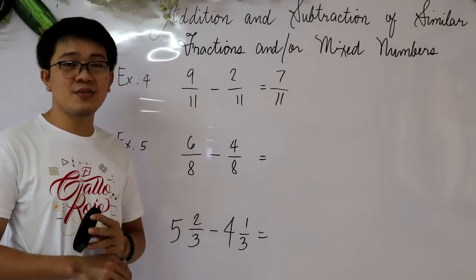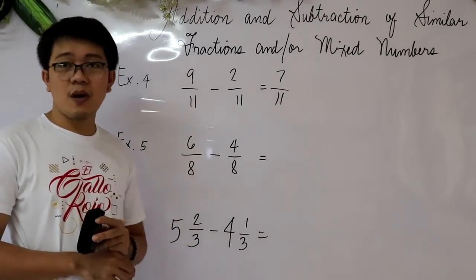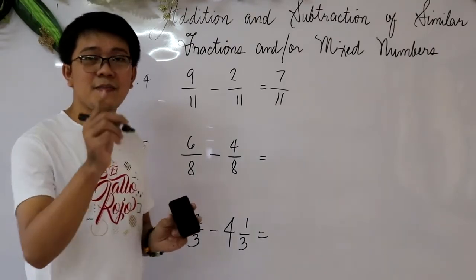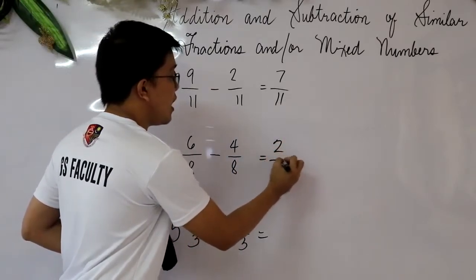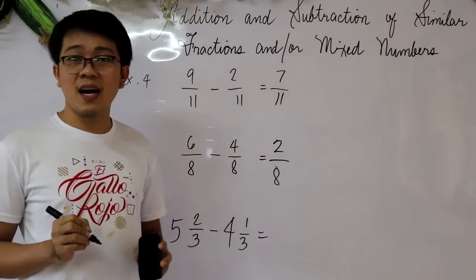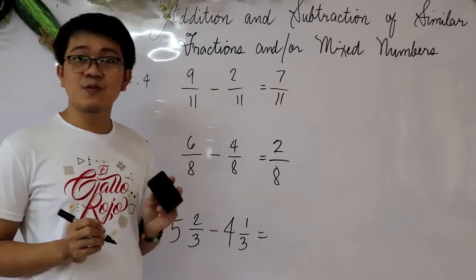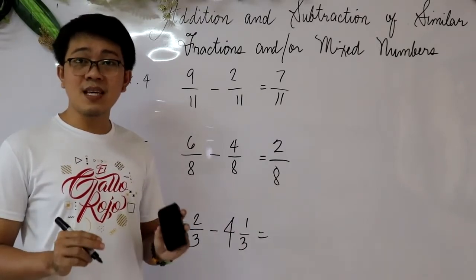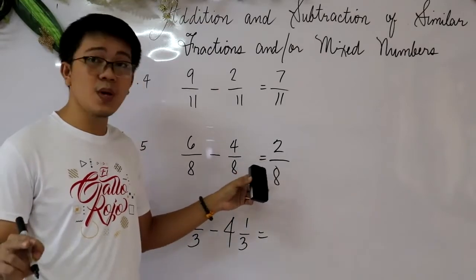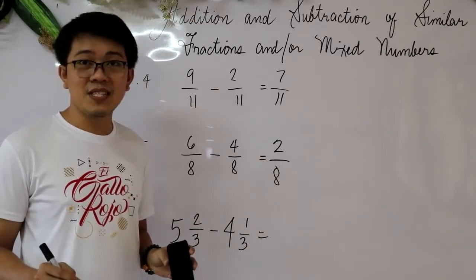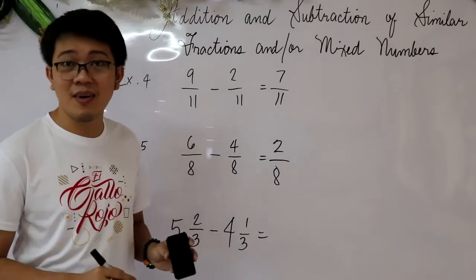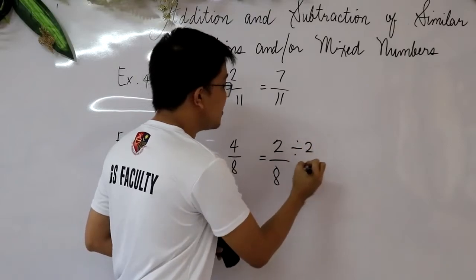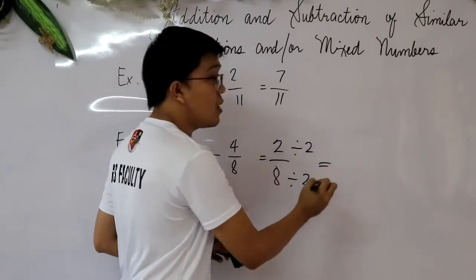I'll give you 3 seconds to think of the difference of 6/8 and 4/8. Your answer is perfect. It's 2/8. Do you think 2/8 is our final answer? No, because 2/8 is not in the lowest term. So we need to find first the greatest common factor of 2 and 8. What do you think? Divisibility rule number 2. Yes, both of them are even. So we can divide them by 2. Divided by 2, divided by 2 to get the lowest term.